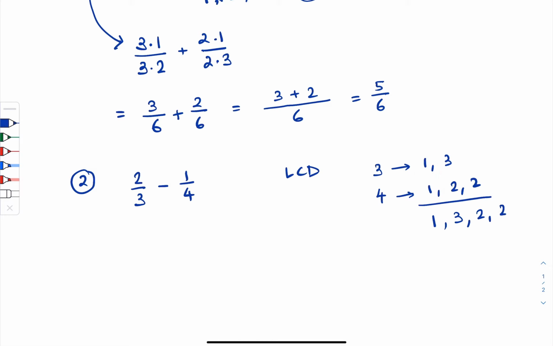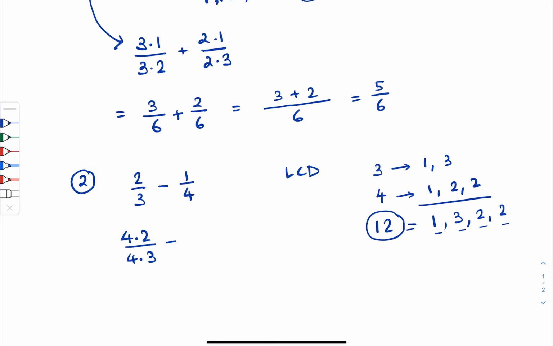If I multiply these out, that's 1 times 3 times 2 times 2, which gives me 12. So that is my LCD. Now I look at the first denominator and say 3 times 4 gives me 12, so I have to multiply that fraction by 4. So 4 times 2 over 4 times 3. Notice carefully, I'm multiplying the numerator as well as the denominator by the 4.